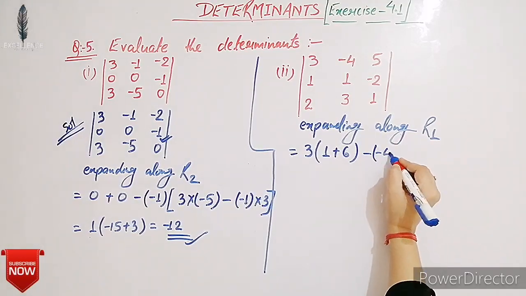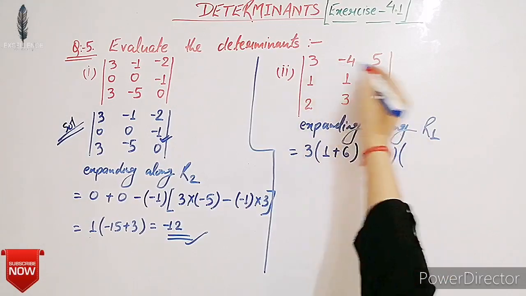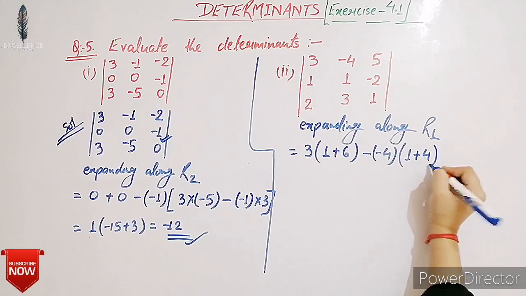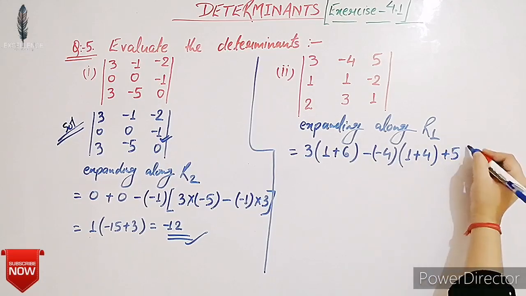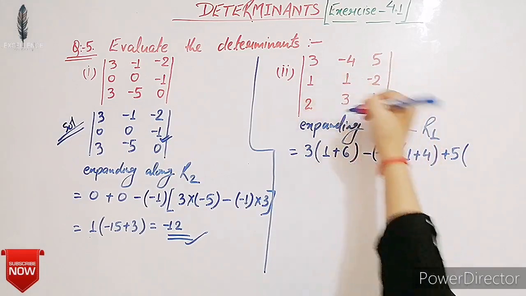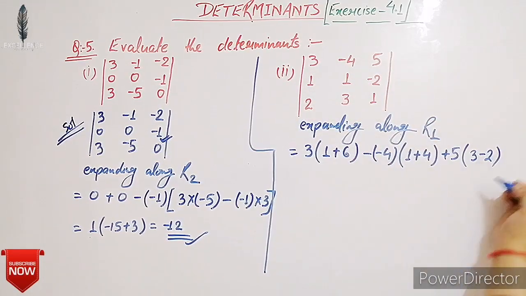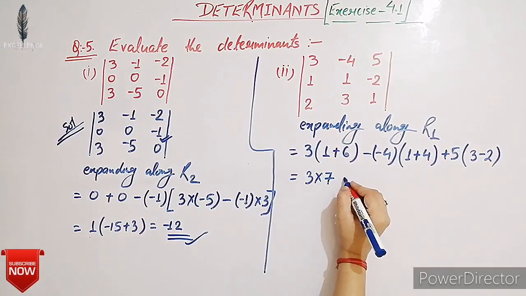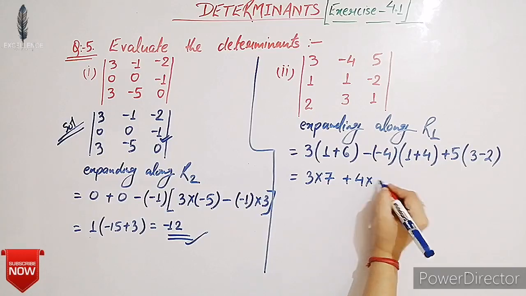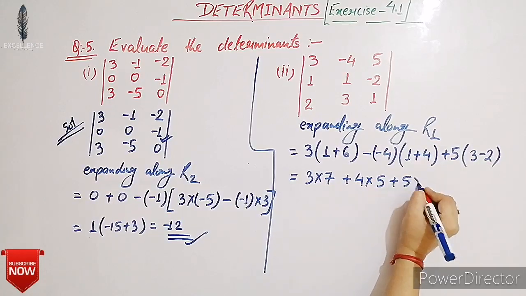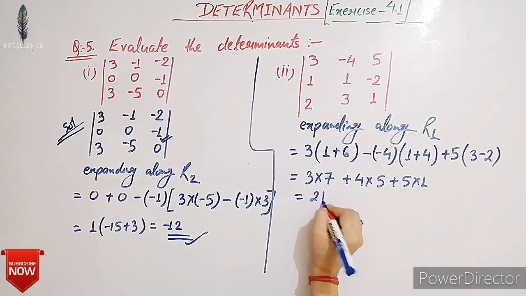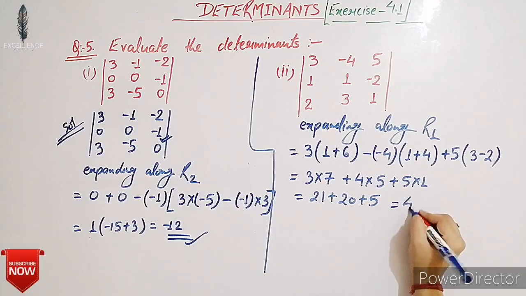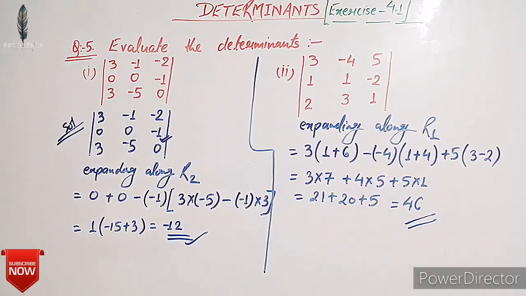Now minus 4 into, first row and second column deleted, so 1 into 1 minus 2 into 2, minus 4 minus, that is plus 4, plus 5 into, first row and third column deleted, so 1 into 3, that is 3, minus 2 into 1, 2, 3 into 7 plus 4 into 5 plus 5 into 1, that is equal to 21 plus 20 plus 5. So it is equal to 46, the required value of this determinant.